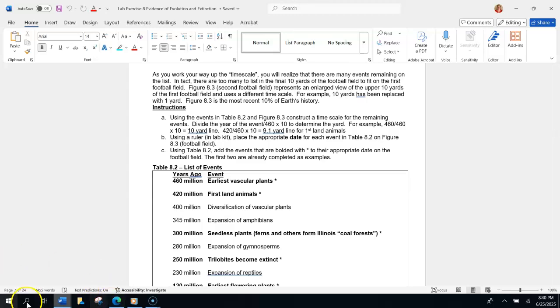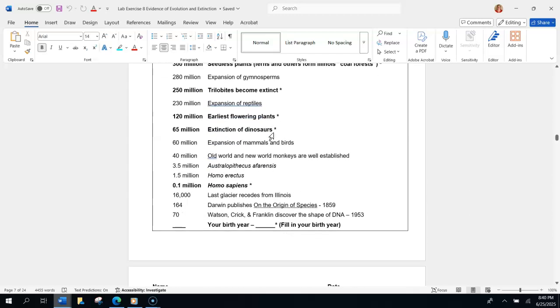So how you're going to calculate this is you're going to take the events and the year that it happened. And again, you're only doing the ones with asterisks that are bolded. So for example, 460 million years ago, the earliest vascular plants arose. And then you're going to do a little tiny math. You're going to divide everything by 460 and then times that by 10. So if it happened 420 million years ago, as seen here, divide that by 460 times 10, that would go on the 9.1 yard line. It's important to put the date and the event.